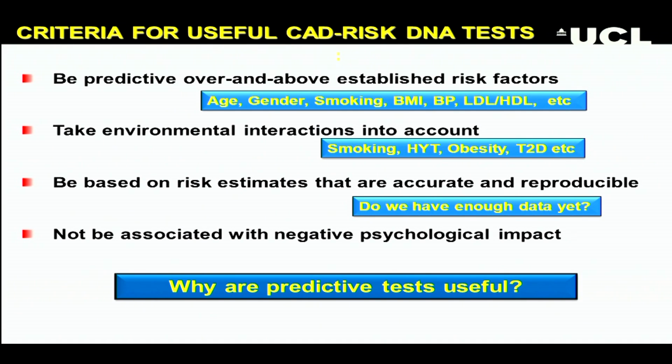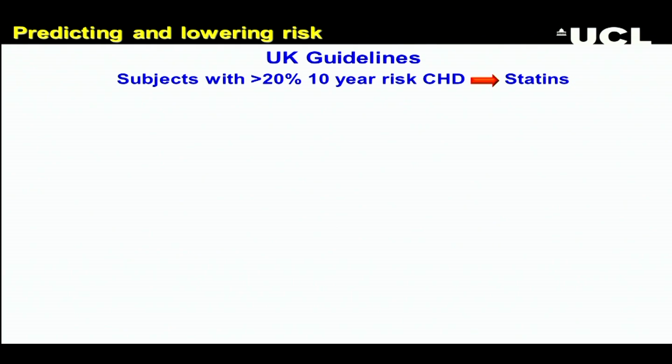Okay, but why are these predictive tests going to be useful? Well, in the UK, if an individual has a more than 20% risk of developing heart disease over the next 10 years, NICE, the National Institute for Health and Clinical Excellence, says you can give them a statin.